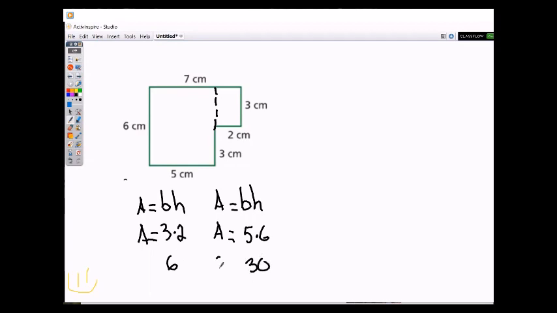All right, I'm seeing a lot of people come up with the answer of 36 centimeters squared. Good job, everybody. All right, let's go to another one.